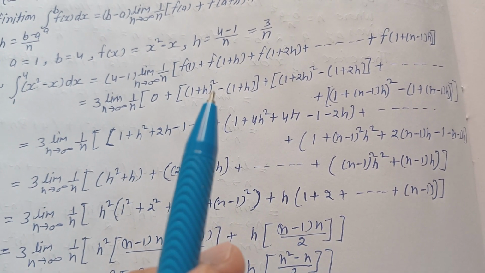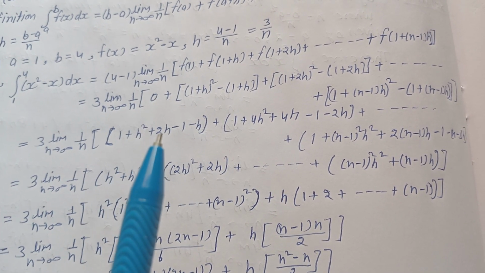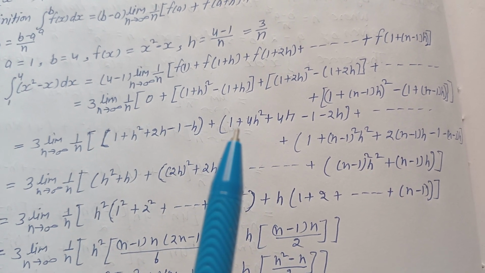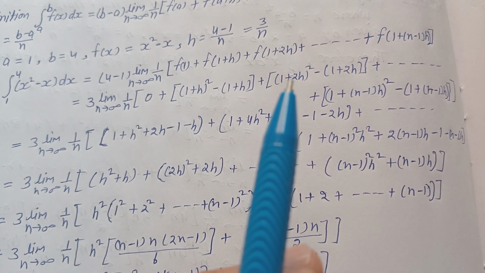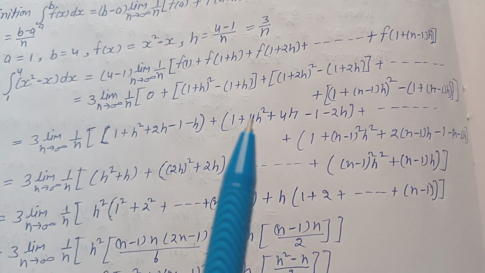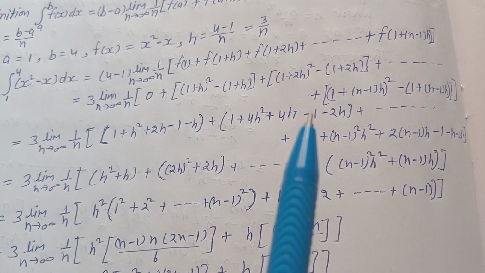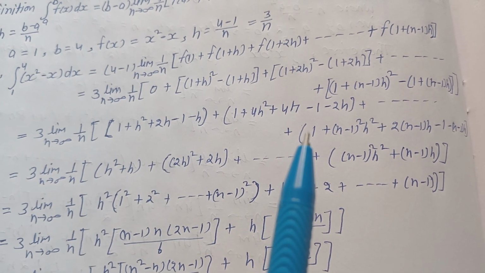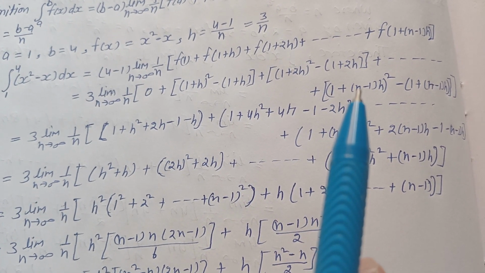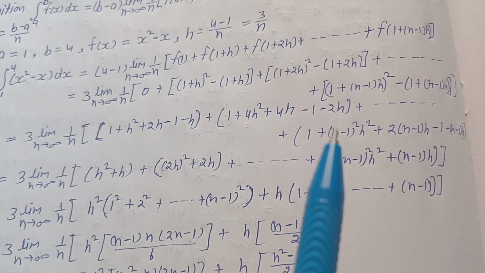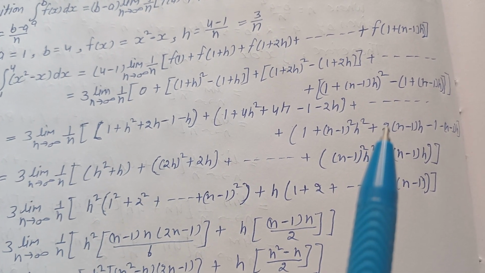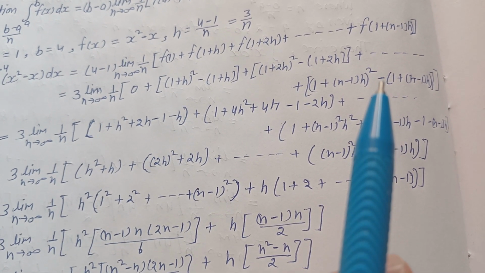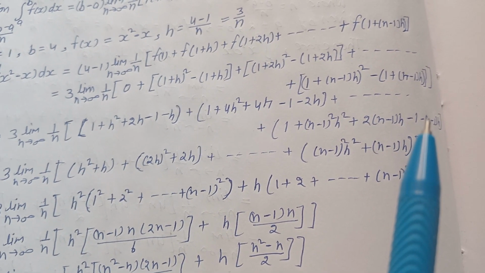Here (1 plus h) whole square is opened, so 1 plus h square plus 2h, and minus inside the bracket, so minus 1 minus h, plus (1 plus 2h) whole square opened, so 1 plus 4h square plus 4h, minus multiply inside, so minus 1 minus 2h, plus so on, plus (1 plus (n minus 1) into h) whole square opened, so 1 plus (n minus 1) whole square h square plus 2 into (n minus 1) into h, and minus 1 multiply inside, so minus 1 minus (n minus 1) into h.